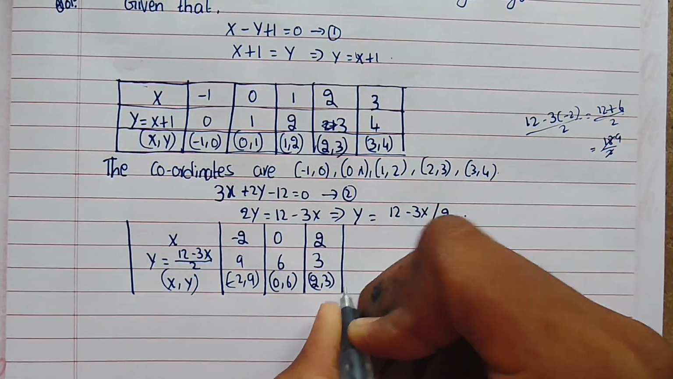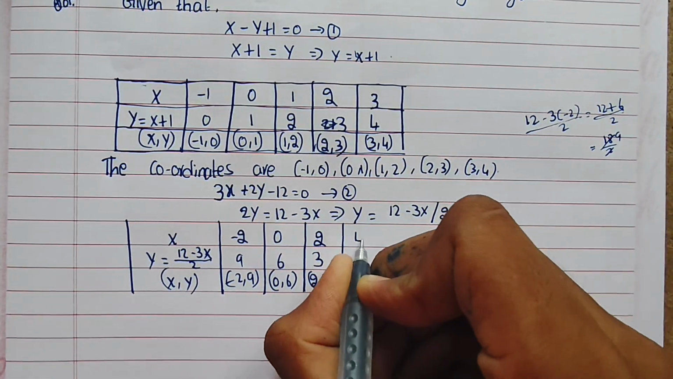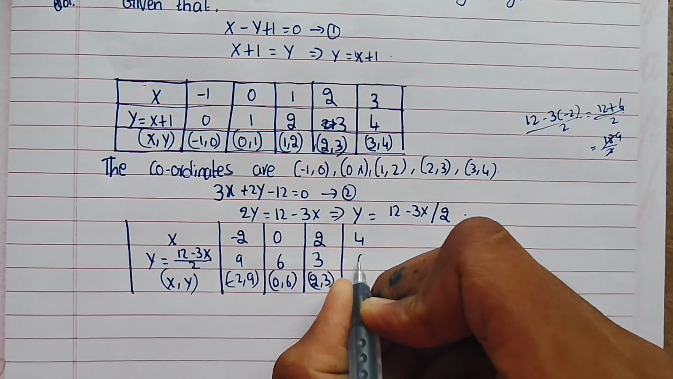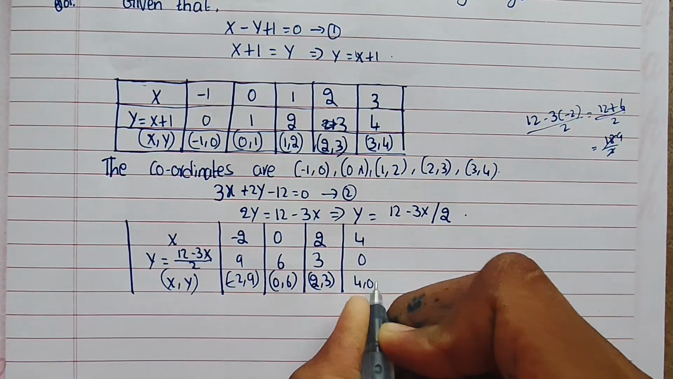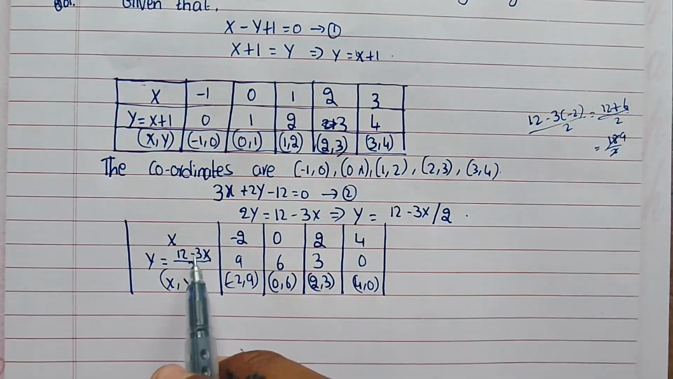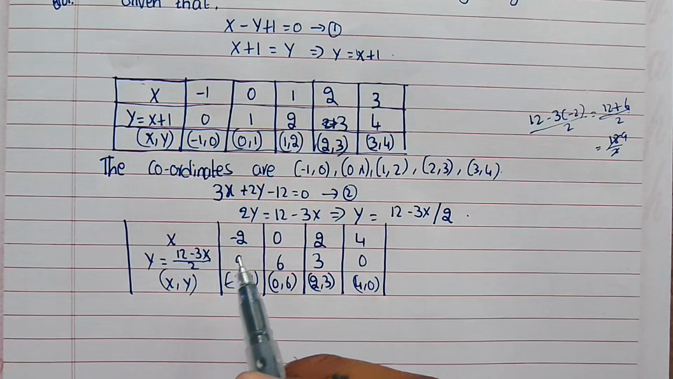After, in place of x, I am going to keep the value 4. 3 4s are 12. 12 minus 12, 0. 0 by 2 means we get 0. So 4 comma 0. These are the coordinates of equation 2, y is equal to 12 minus 3x by 2.